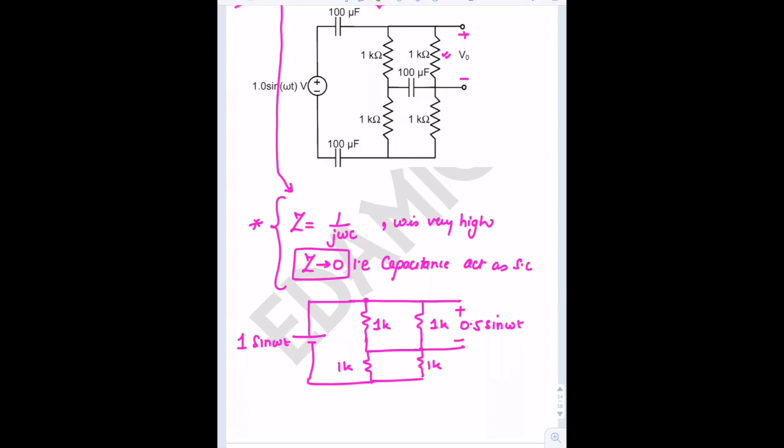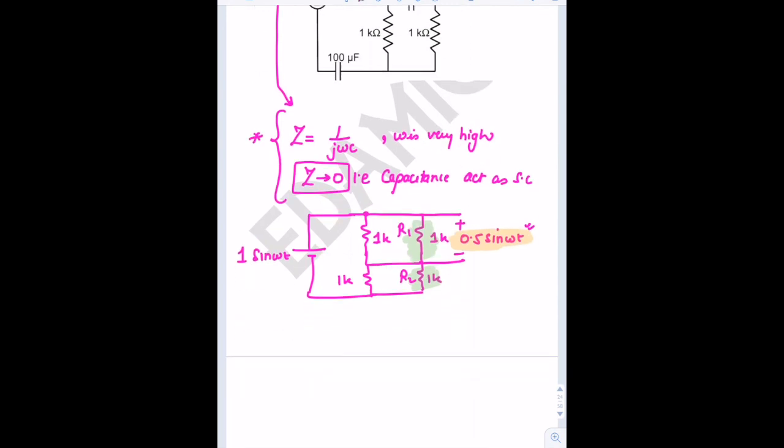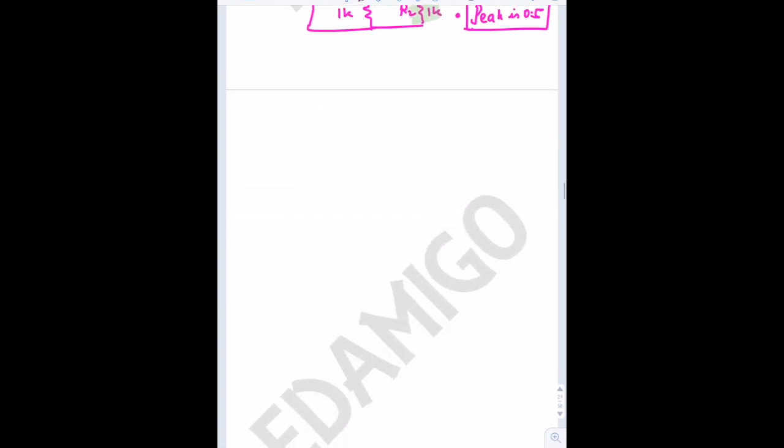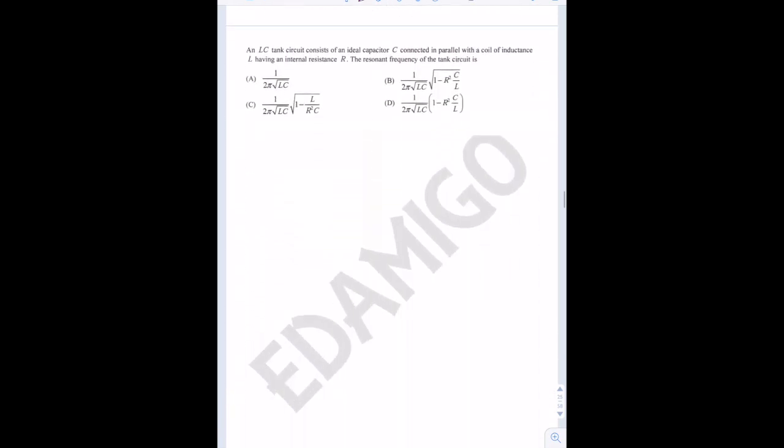How do I get this output? By applying the voltage division rule between these two resistances. Let us say this is R1 and this is R2. By the voltage division rule, I get the output equal to this. Now the peak value is 0.5. So this is the answer to the question. It was a very simple question. Now another question.